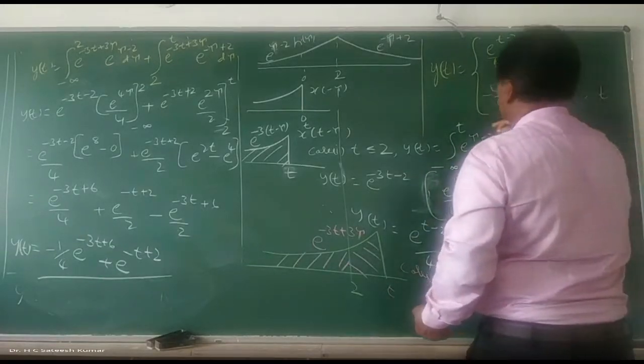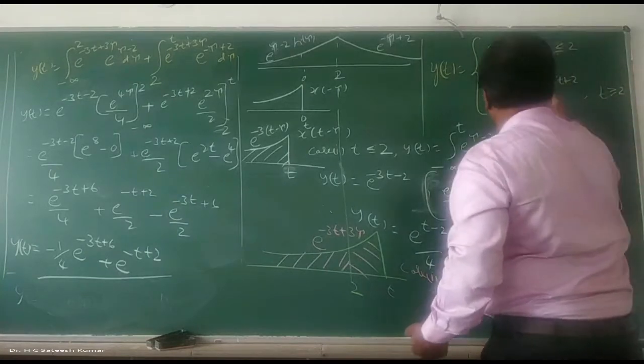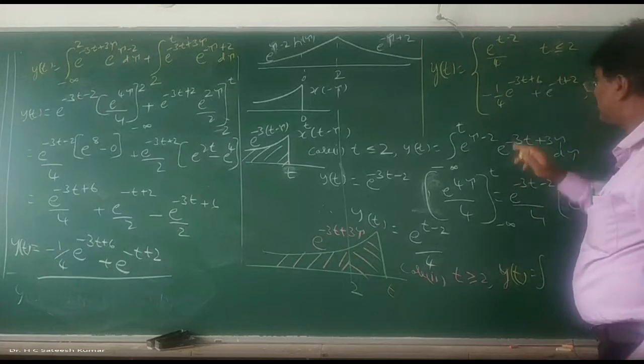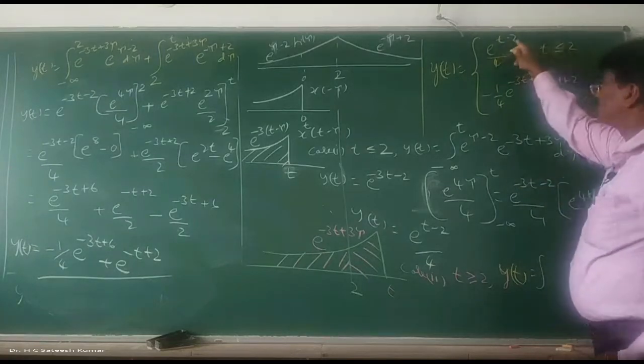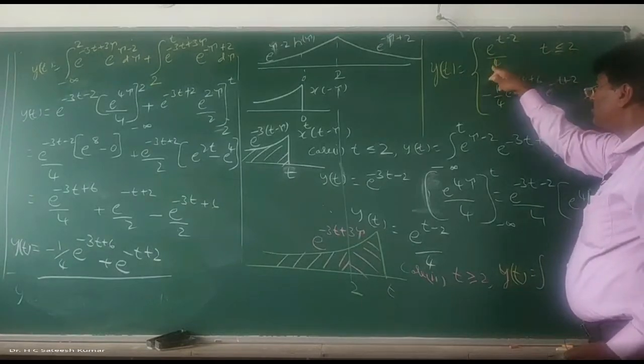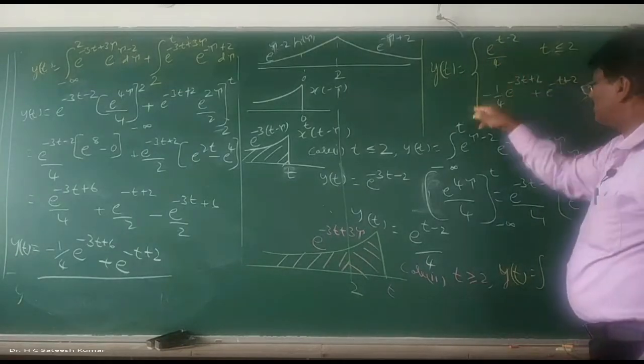First case is t less than or equal to 2, sorry, and t greater than or equal to 2. Okay, right. Verify the answer. Minus infinity to 2, 2 to infinity. Cases are correct. t is equal to 2: 2 minus 2 is 0. e to the power of 0 is 1, so 1 divided by 4. 1 by 4 you will get. So you should get 1 by 4 here also.